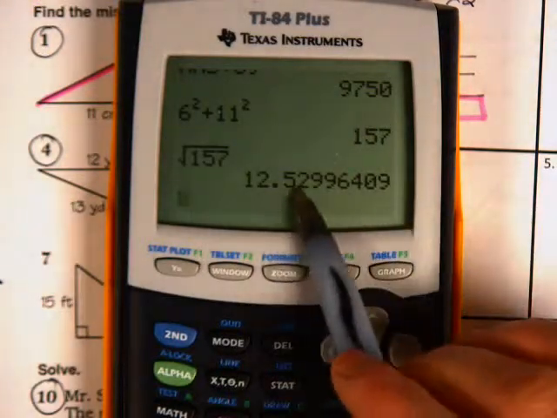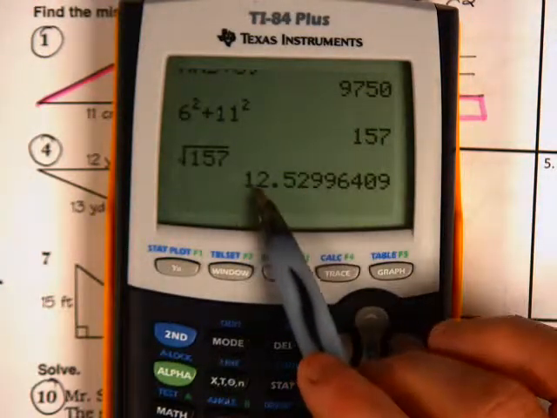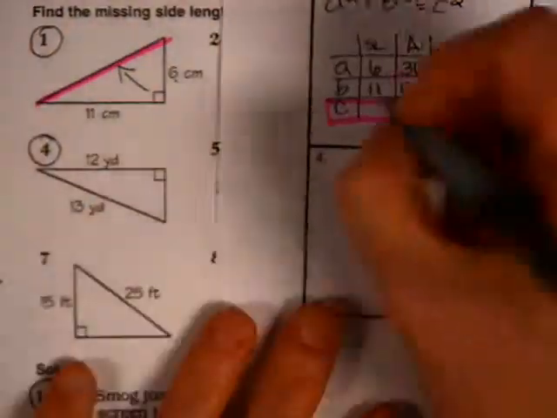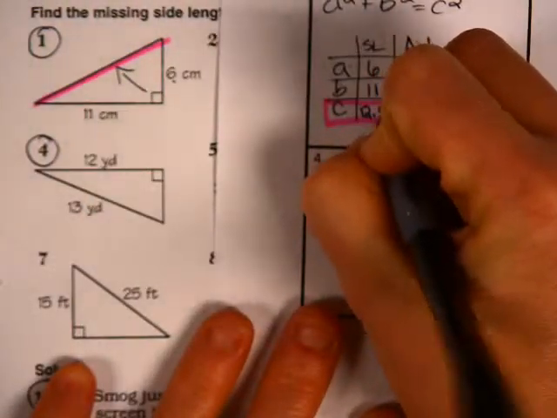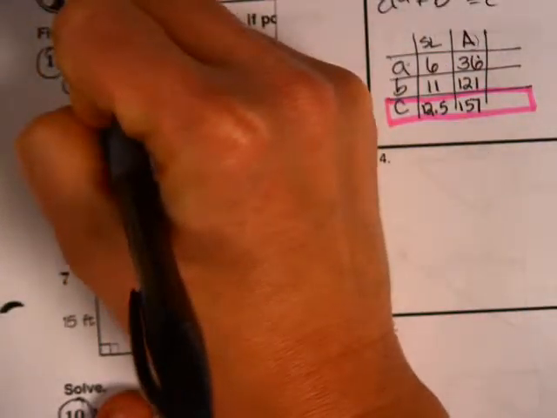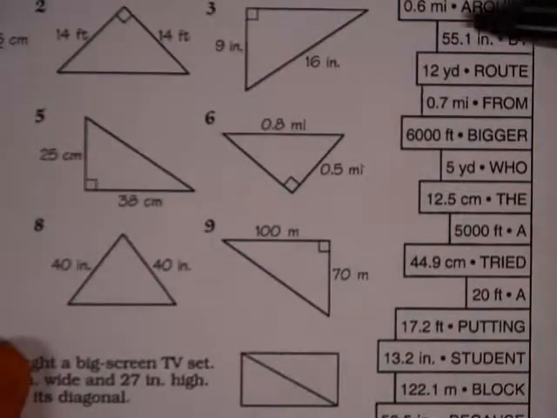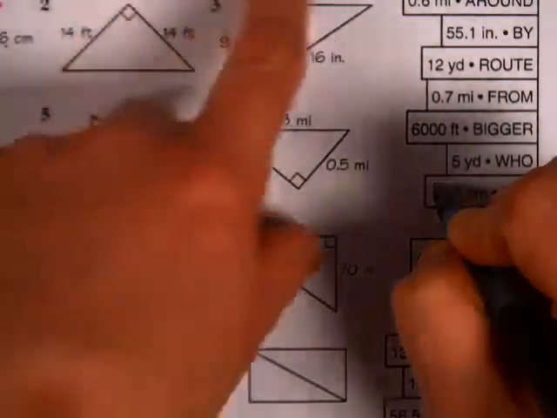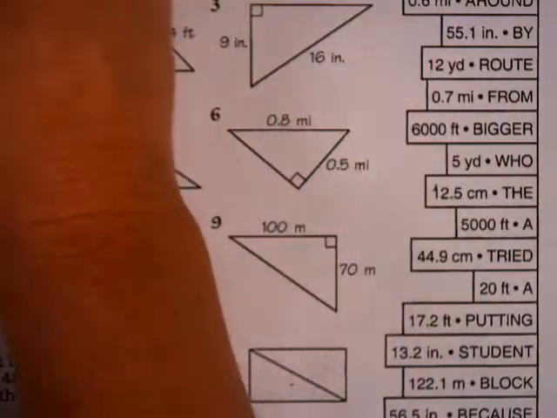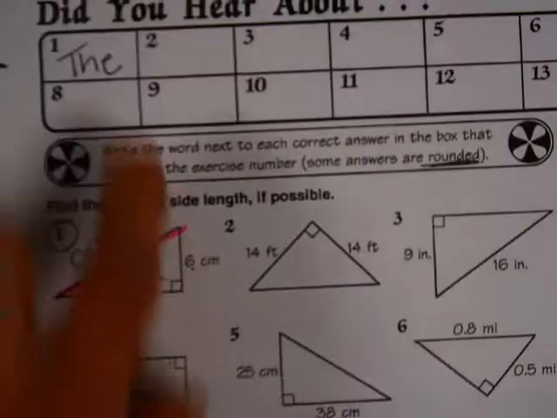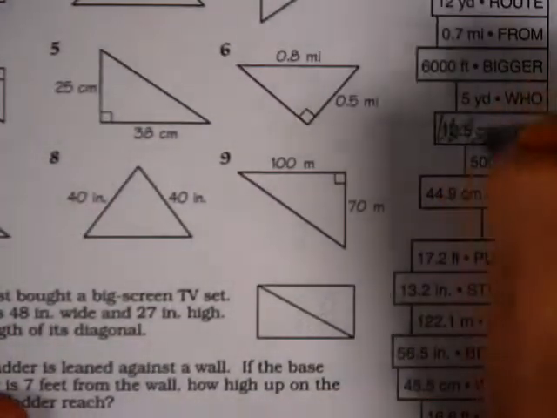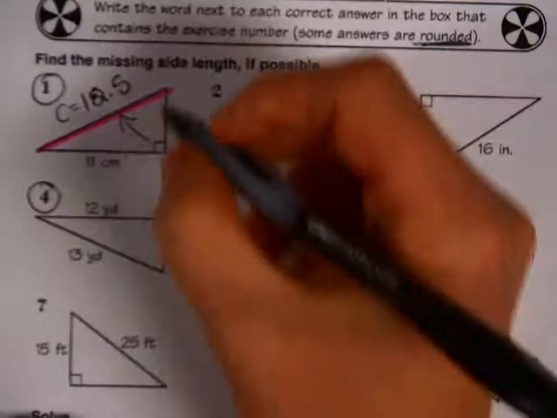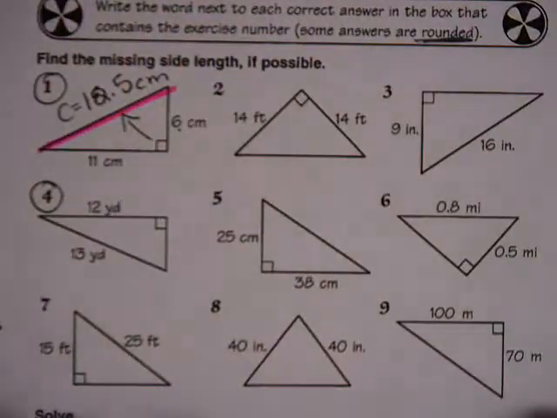Now, round to, let's start with tens place. So it's going to be 12.5. So C equals 12.5. Now let's look through our answer choices, see if we can find a 12.5. Yep, right here. And it says write each word next to the box. So number 1, you're going to write B on the top. The riddle doesn't matter as much to me as long as you make sure your answer is there, so it's kind of self-checking.